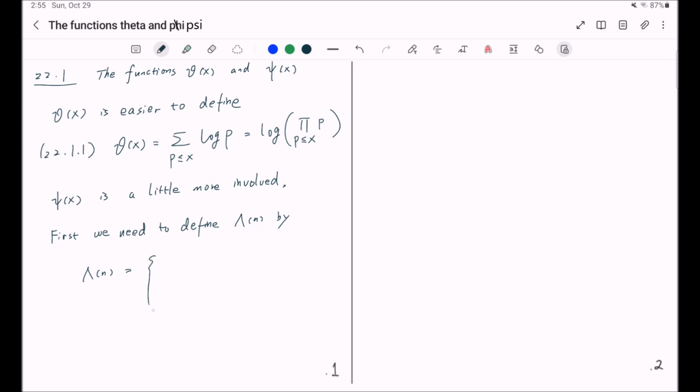So lambda of n is equal to log of p if n is a power p to the m of a prime p, where the exponent m is at least 1. m is not supposed to be 0. And lambda of n is equal to 0 if n is not a power of a prime. And let me emphasize that in particular, lambda of 1 is equal to 0.